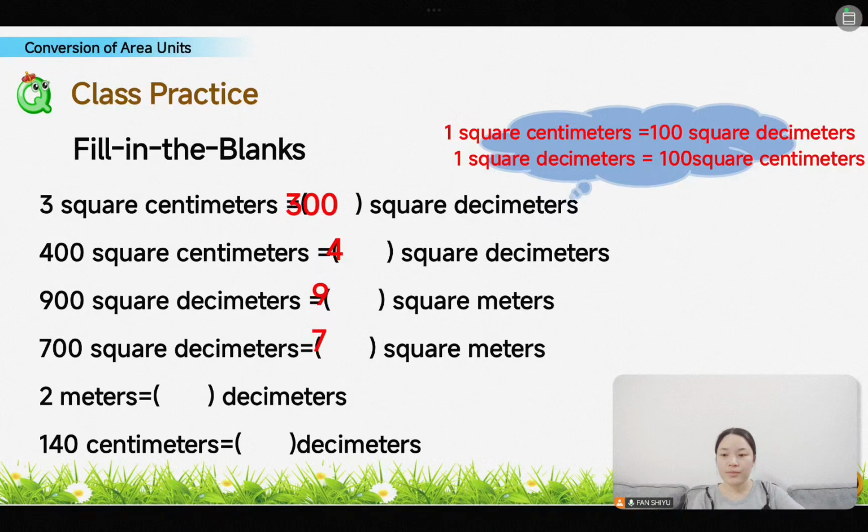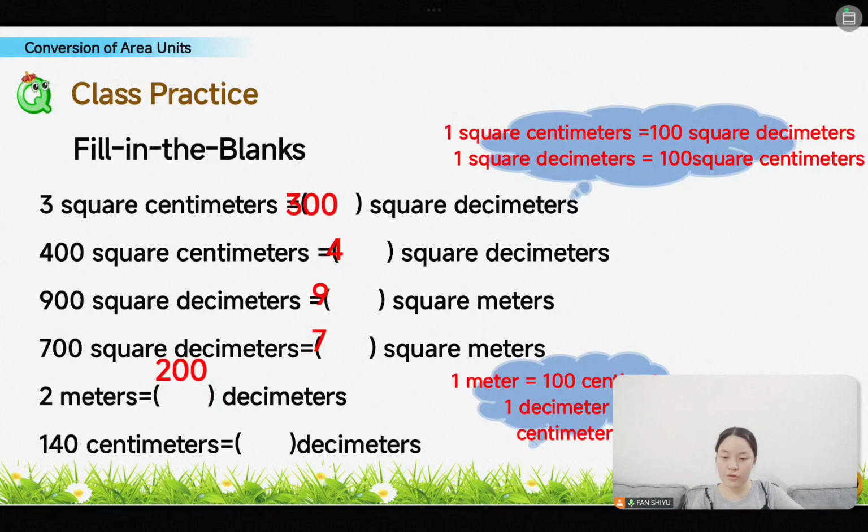Now another 2. 2 meters equals 200 centimeters. 140 centimeters equals 14 decimeters. These 2 questions are about length units.